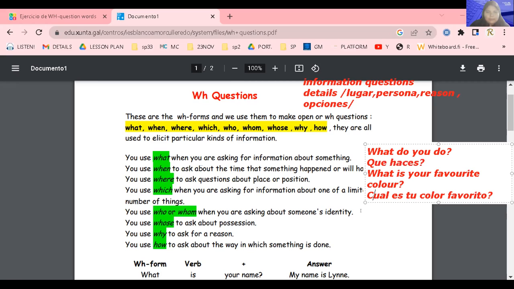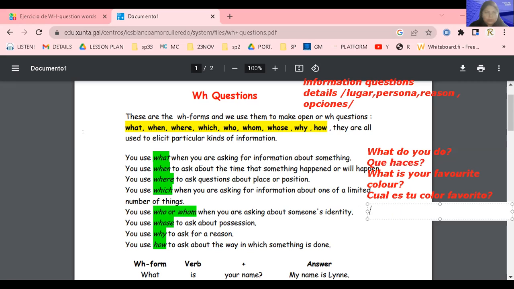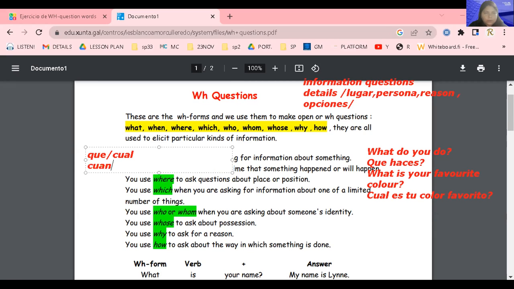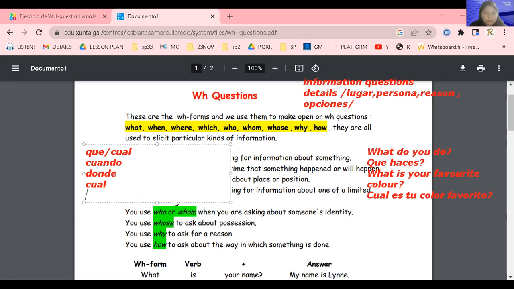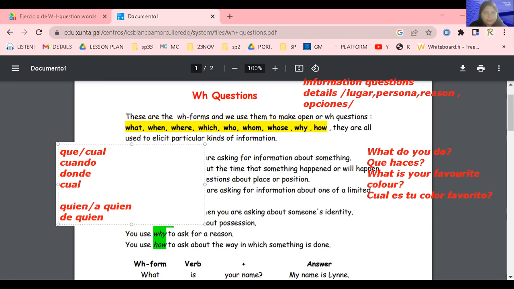Veamos, seguimos ahí con la otra. La siguiente es when. When quiere decir cuándo. La siguiente es where, es para preguntar lugar, dónde, y tenemos ahí which, que significa cuál, y teníamos el uso del who, significaba quién, y ahí tenemos un adicional que significa a quién. Seguimos con whose, y esa significaba de quién, ¿verdad? Y why que significaba ¿por qué? Y el how, que significa cómo. Ok, recuerden que todas estas son double H questions.